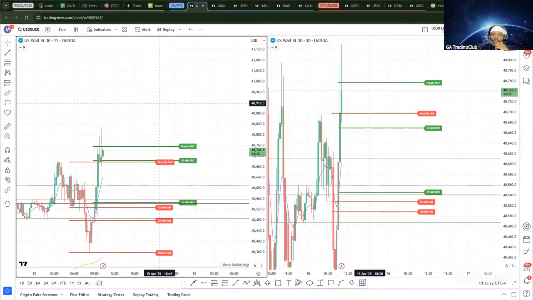Let's see. US 30 rejection resistance. No entry there.